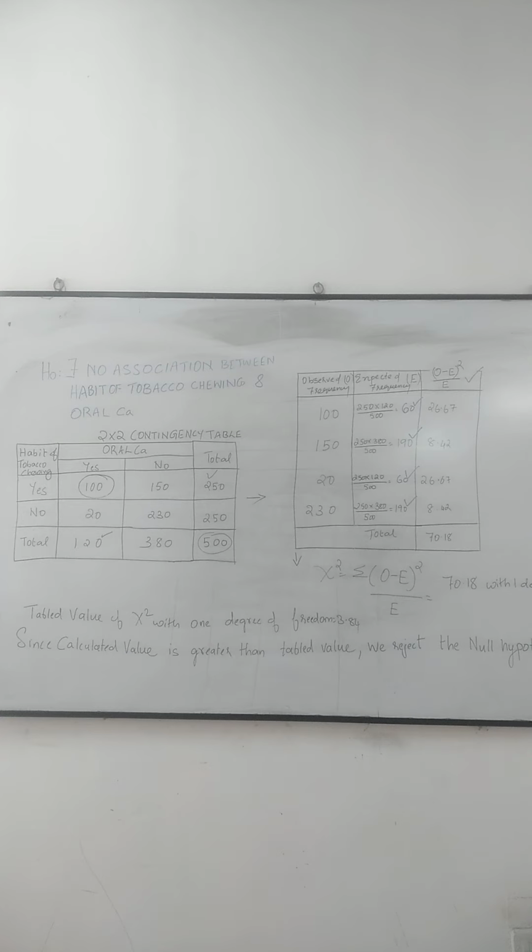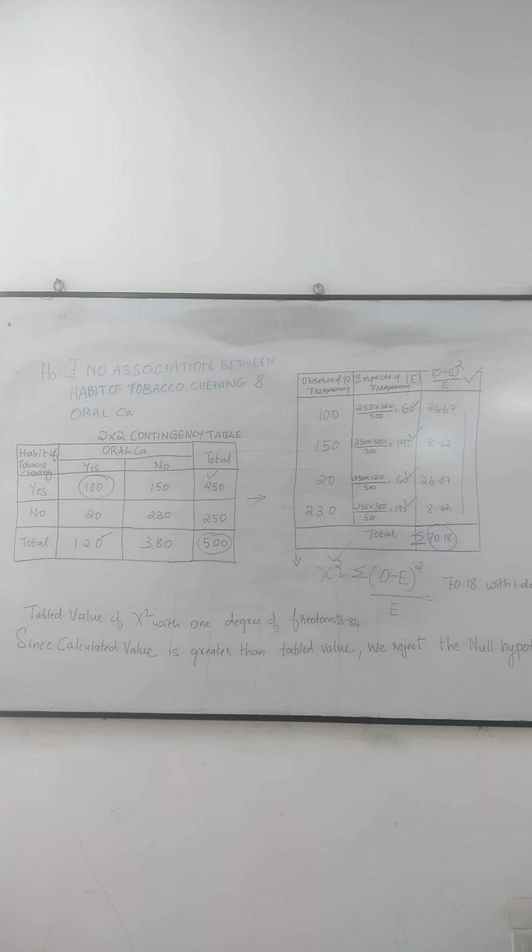Now for each of these values, what do we want to do? We want to add all those values. That addition is 70.18, and this value is what we call the chi-square test value. That means the addition of each of the observed frequency minus expected frequency, the whole square divided by E. Adding all those values, we get the chi-square value. And this chi-square value will always be accompanied by a term called degrees of freedom.